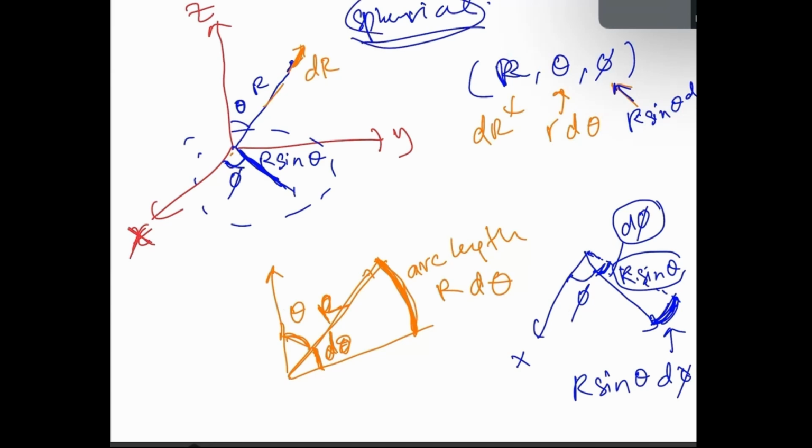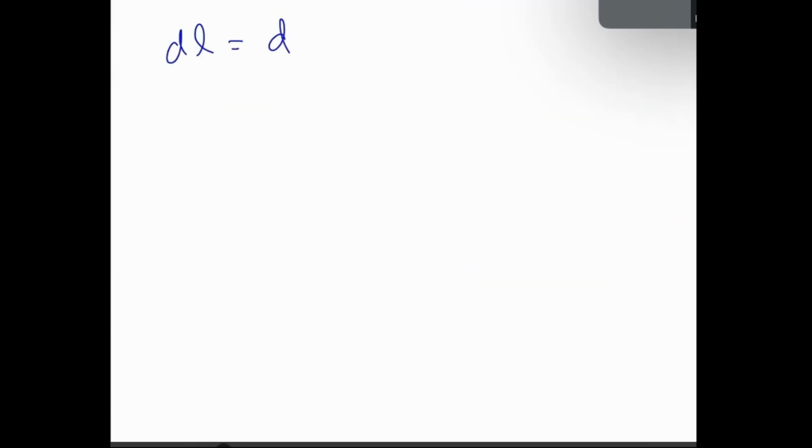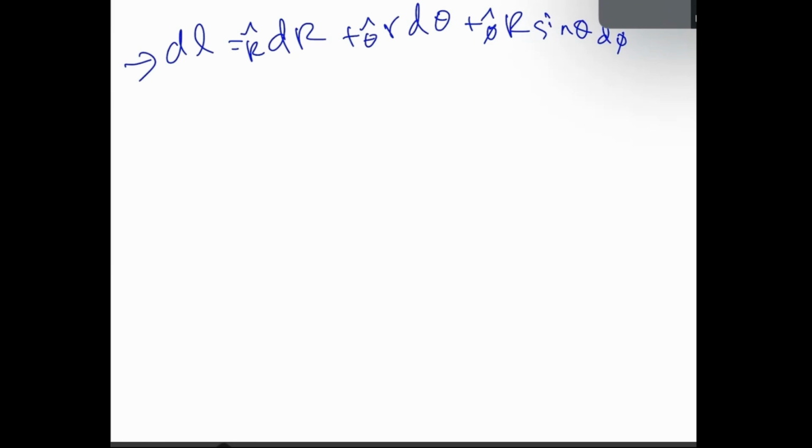Differential length of spherical will be equal to dr in the direction of r, plus r d theta in the direction of theta, plus r sine theta d phi in the direction of phi. This is what we call differential length. Next is differential surface, ds.